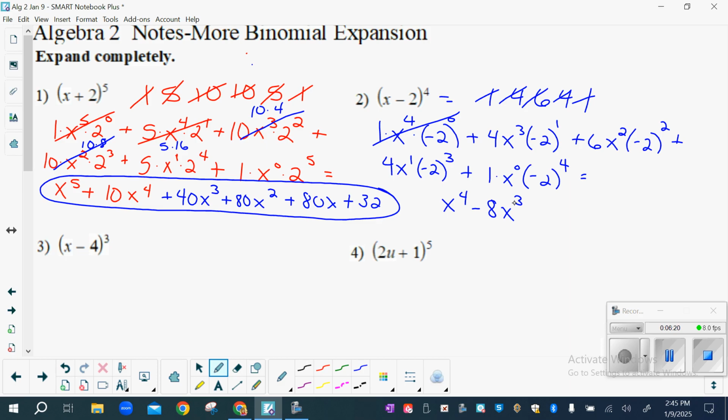So next term, 6 times -2 squared. What is -2 squared equal to? Just 4. So plus 24x squared. -2 to the third gives us 8, or -8? -8. So that's -32x. And then -2 to the fourth is 16.